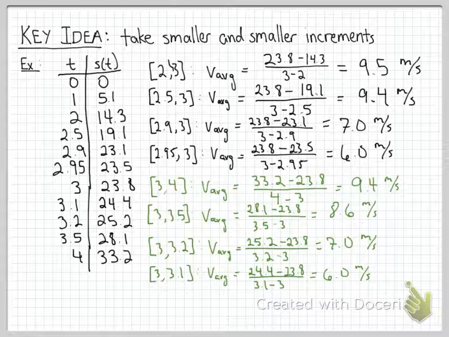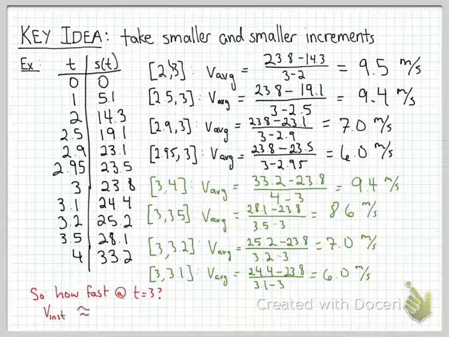Well, if you look, as my time intervals get closer and closer to being just right at 3, as the intervals get shorter and shorter right around 3, it looks like my speeds, my average velocities, are hovering around 6 meters per second. It's possible that if I took even shorter intervals, it might get a little lower, so I'm not exactly sure, but if I were to say at t equals 3, the instantaneous velocity is around 6 meters per second, I'm fairly confident that that's correct.